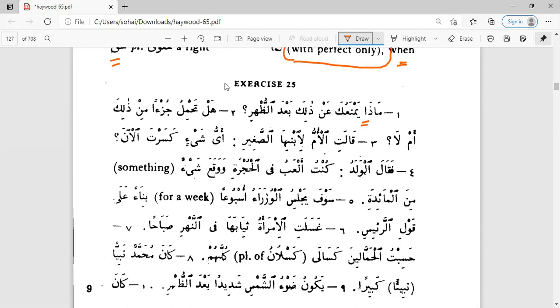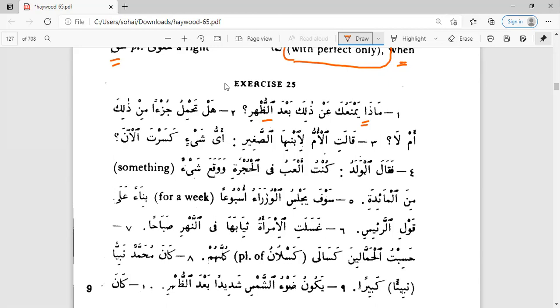Farhana, you want to do the first one? ماذا يمنعك عن ذلك بعد ظهري? Okay, sir. ماذا يمنعك عن ذلك بعد الظهر? So yamna'u means mana, to prohibit. To prevent, yes. Okay. So what prohibited you about that after the Zohar?